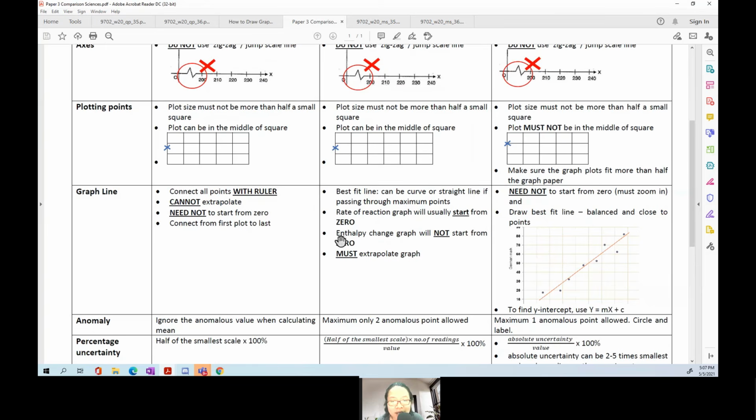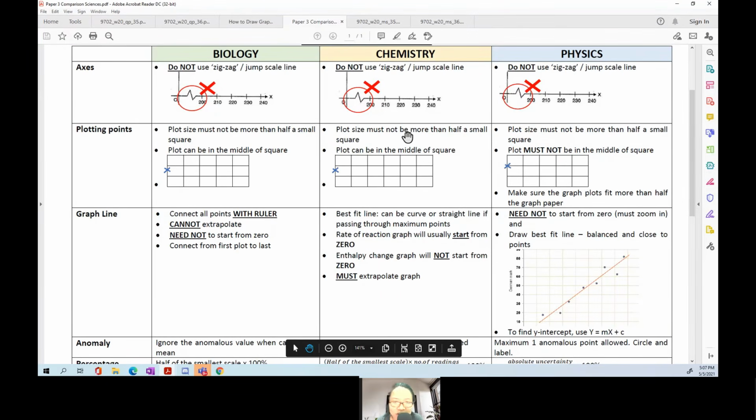All right, so I don't know what is enthalpy change graph. I don't know what is all this. I just know the physics one. Hopefully you know the chemistry one. Okay, bio one I lucky don't know.